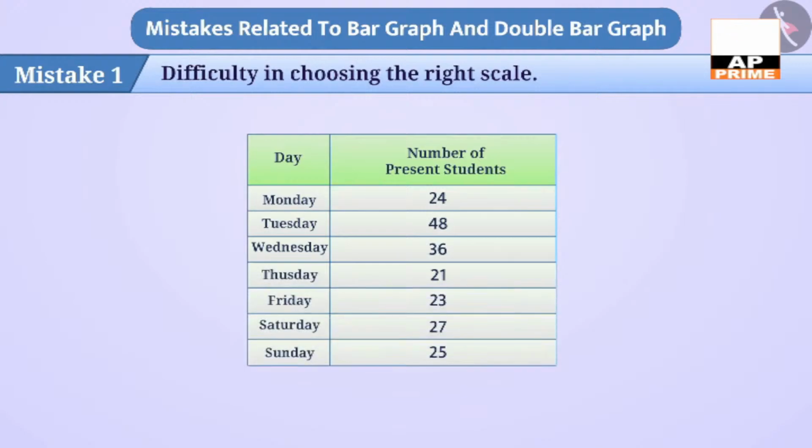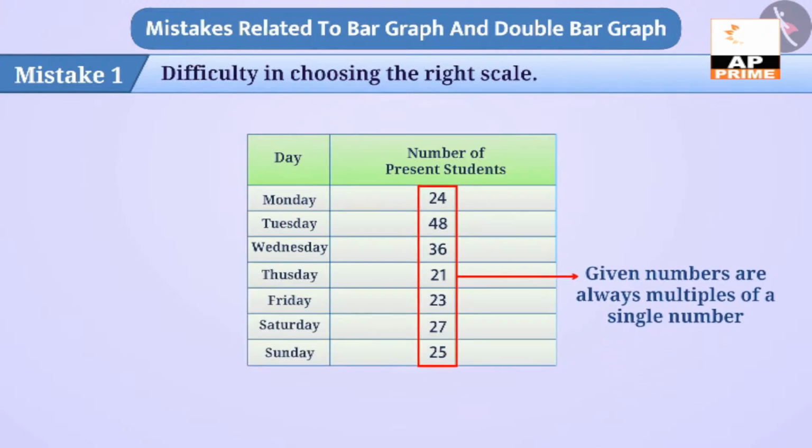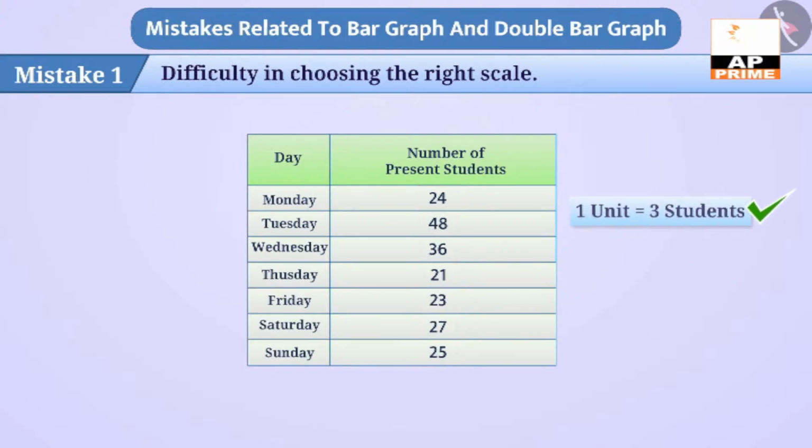Actually, it is not necessary that the given numbers are always multiples of a single number. In such a situation, we choose the scale that allows us to represent more and more numbers.